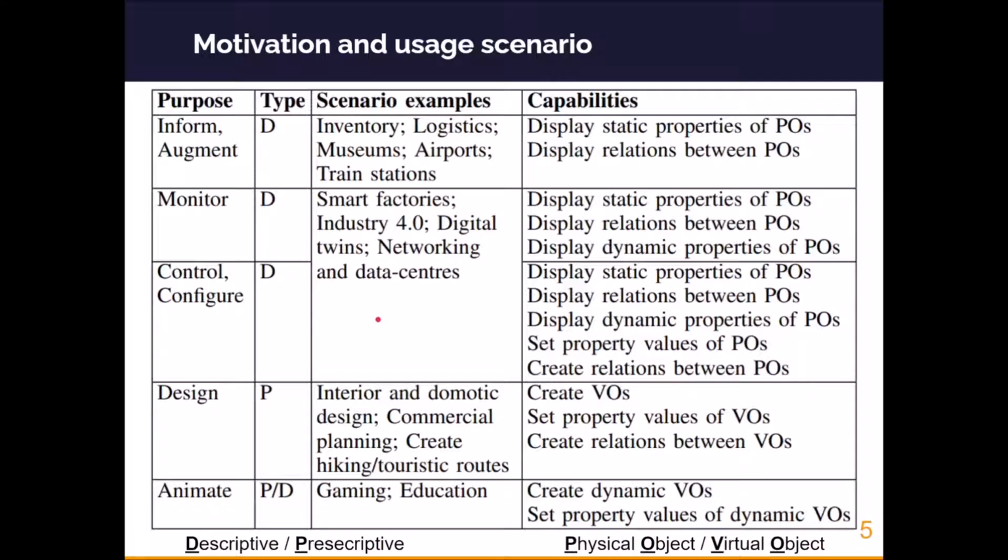Then the fourth scenario supports designing some system. Basically, it would be the IKEA application and the leisure application we mentioned just before. And finally, we have a fifth scenario, which is for animated and dynamic behavior inside the augmented reality application. So for instance, you have the gaming ones like Pokemon Go that was quite famous for some time.